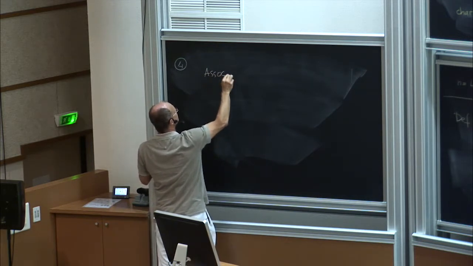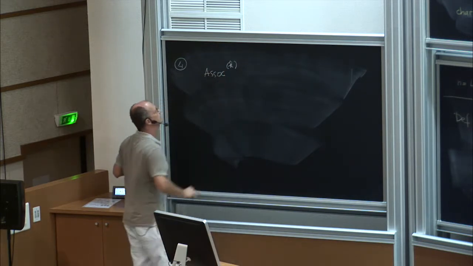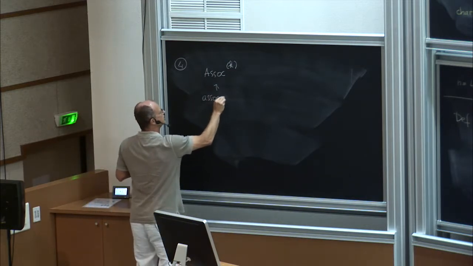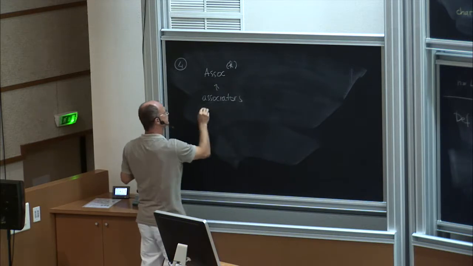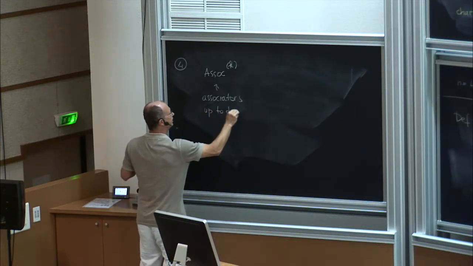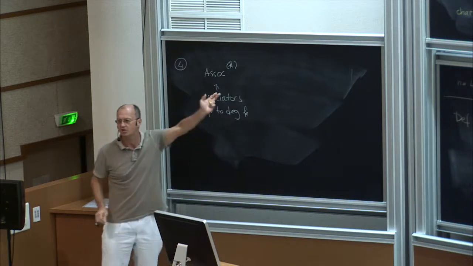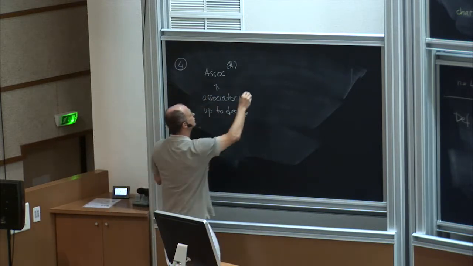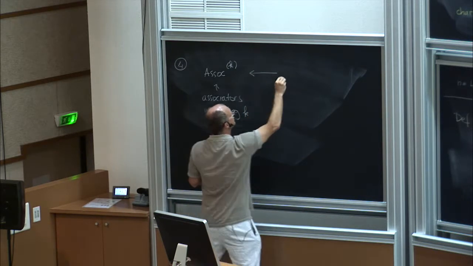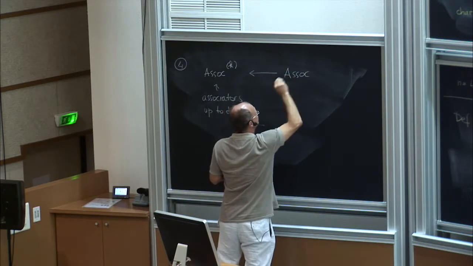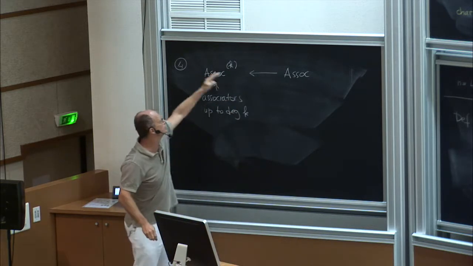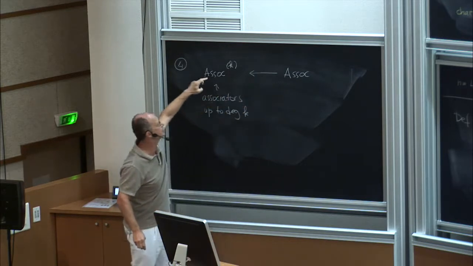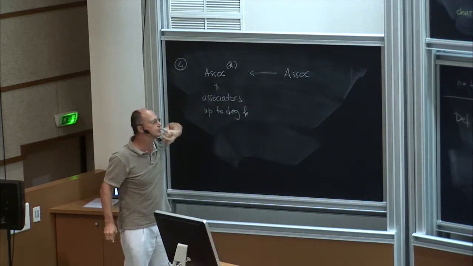So let's denote by Assoc_k associators up to degree k. So starting from degree k plus 1, we don't know what happens. Or we can just cut them at degree k. So of course, if we have a true associator, we can always throw away the tail. So we're going to have a map from associators to associators up to degree k.